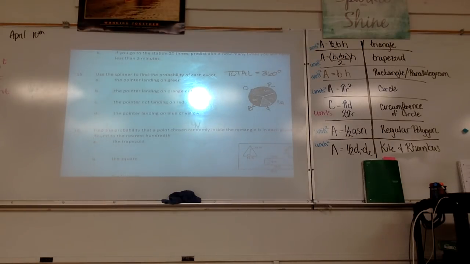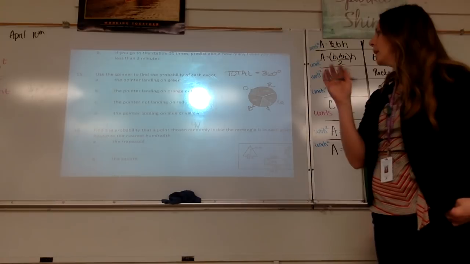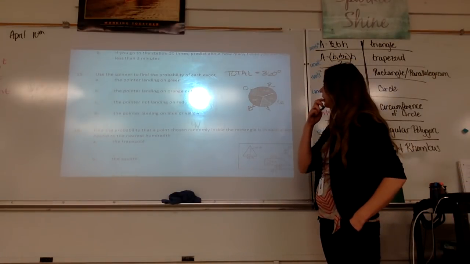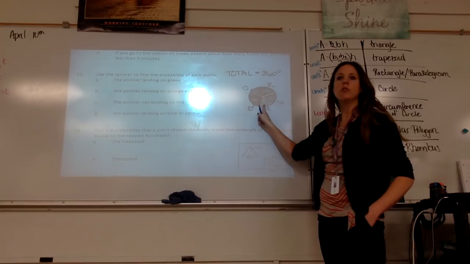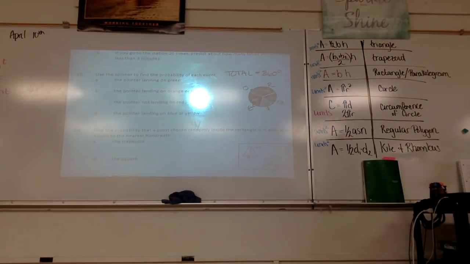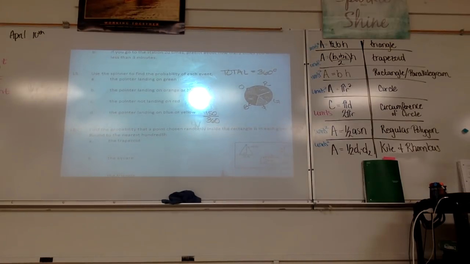The pointer landing on blue or yellow. So what is the blue and yellow? 90 plus 60. So do you see how you add them together? Just put them together. So it's a total of what? 90 plus 60 is 150. 150 over 360, and then you need to reduce that. So 15 over 36, does that go down any further? 3. Yeah, good call. So 5 over 12, and you can figure out that percentage if you wanted to, but 5/12 is perfectly acceptable. If you're going to do decimal, do percent. Otherwise, leave it as a fraction.